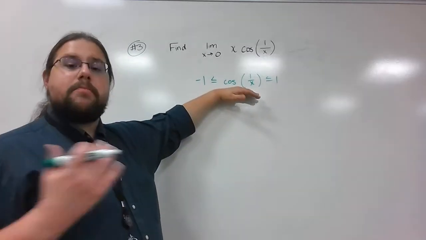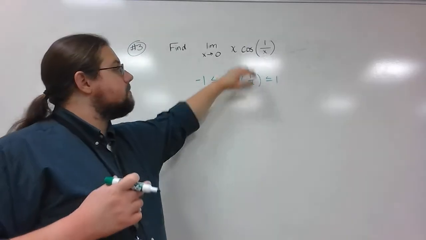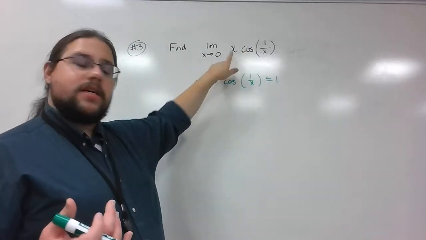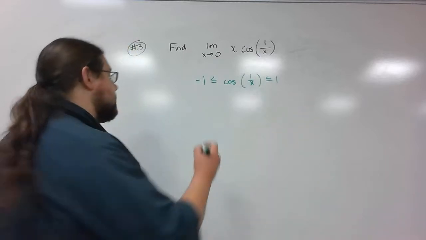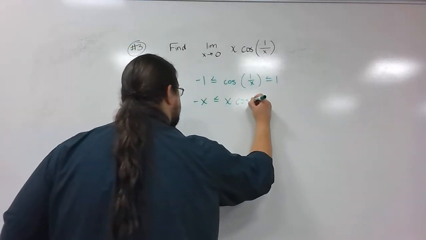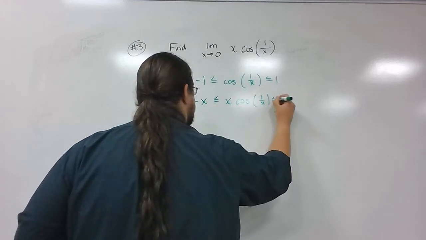And so here's the thing. If I wanted to make this middle function look like my original function, what I want to actually find, I need to multiply by this x. And so I'm just going to go ahead and multiply by x. So we're going to have negative x is less than or equal to x times cosine of 1 over x is less than or equal to x.